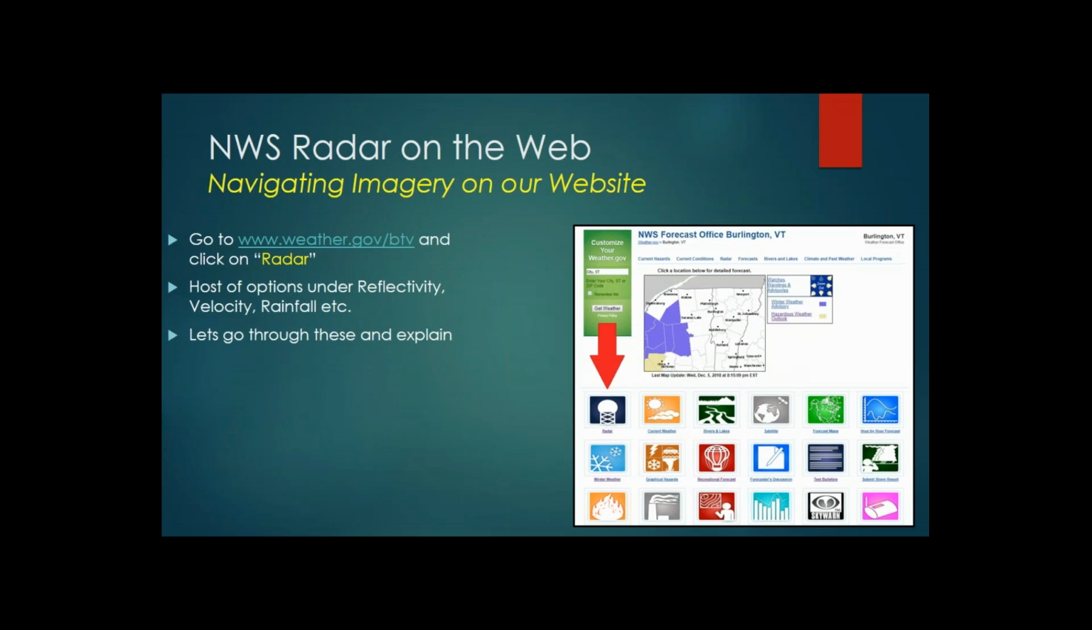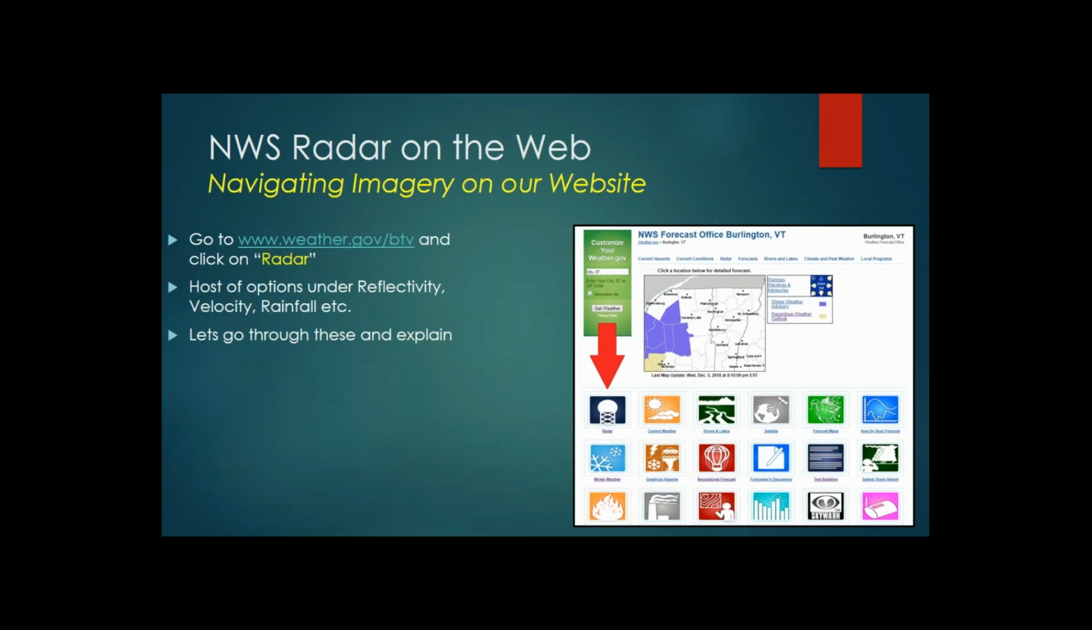Okay, so let's move on and talk about National Weather Service radar on the web and how to navigate it on our website. The first thing you want to do, and this is similar to almost every Weather Service site across the country, whether you want to look at a Weather Service site in Nebraska or Florida or California, it's almost all the same. There's going to be a radar icon noted by the red arrow there on the side of the page.